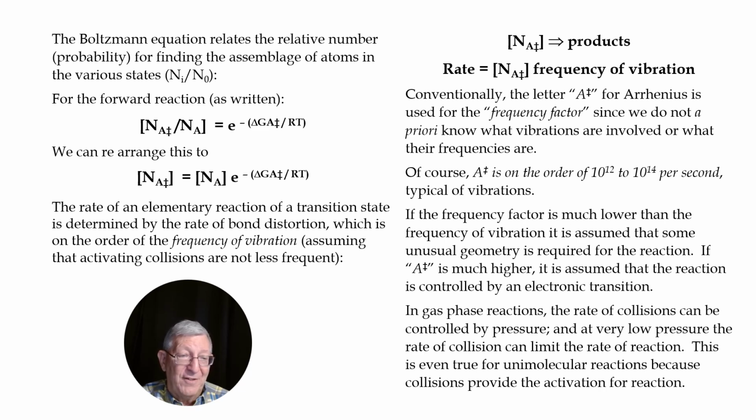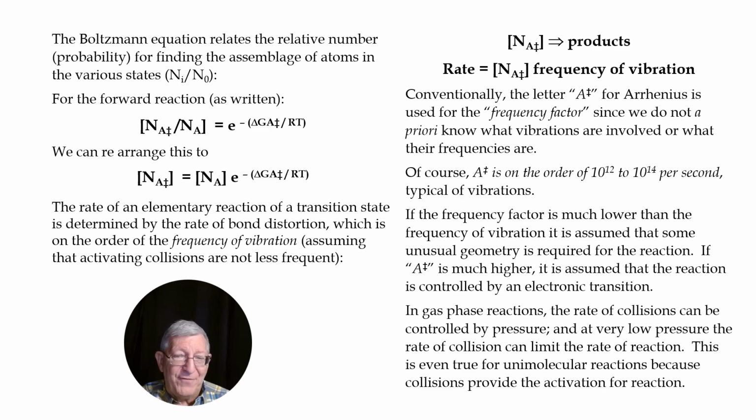Now, once you can calculate the concentration or the number of molecules that are in this activated state using the Boltzmann equation again, then you just have to multiply it by this frequency factor. That's up there at the top right of the equation. The frequency factor, like I said, should be on the order of magnitude of the vibrational frequencies, if that's what is limiting the rate of reaction. And that would be typically 10 to the 12th or 10 to the 14th per second for typical vibrations that fall in the infrared spectral range, from like 500 to 4,000 reciprocal centimeters.